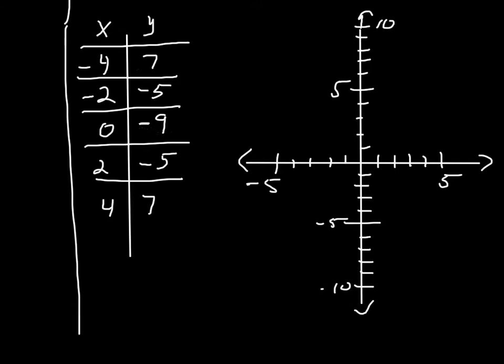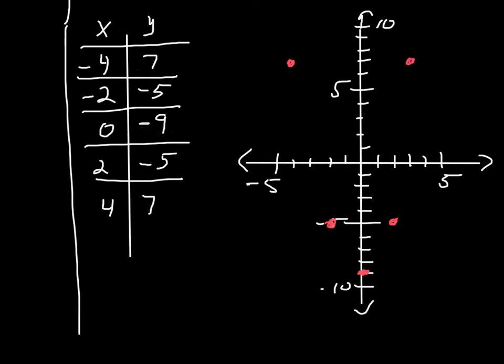Okay, so I'm going to graph this one. So I go -4 and then +7. That would be right here. And again, you're using graph paper, so your graph should be a lot better than mine. -2, -5 would be right there. And 0, -9 would be right there. Then we have 2, -5, which is right there. And then I have 4, +7, which would be up here.